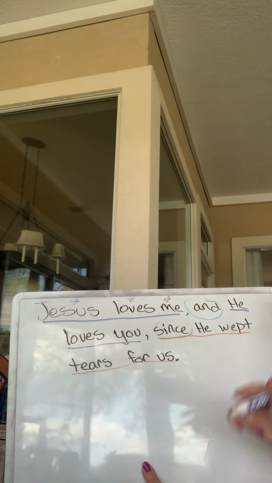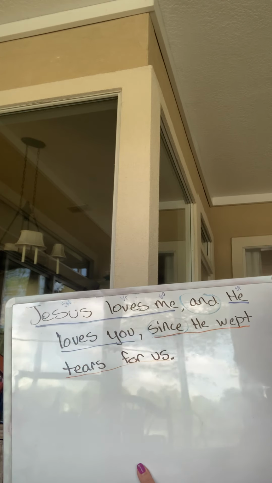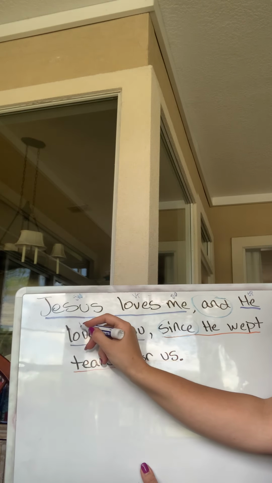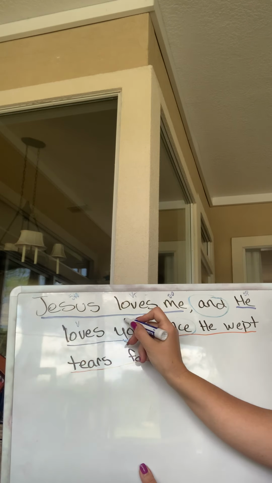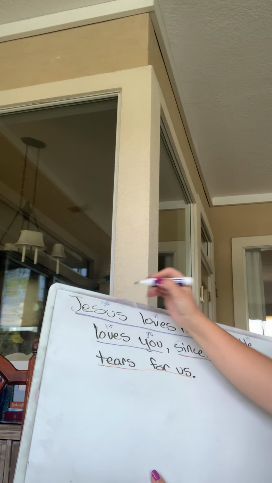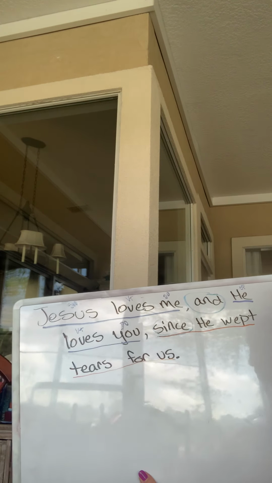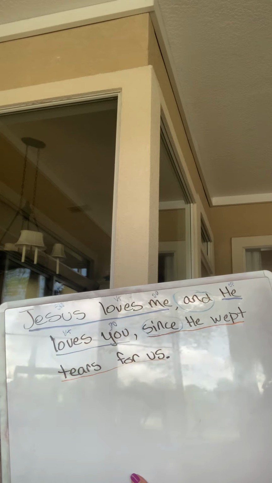He loves you. Who loves you? He. Subject, pronoun. What is being said about he? He loves. Verb. Loves who? You. Can you replace he? Nope. So it's the direct object. My verb is verb transitive, okay? So that's your 2 independent clauses parsed. Now let's look at our subordinate clause. Since he wept tears for us.